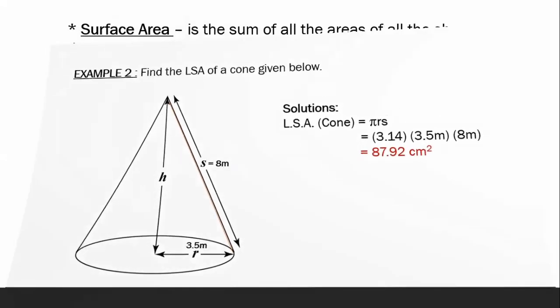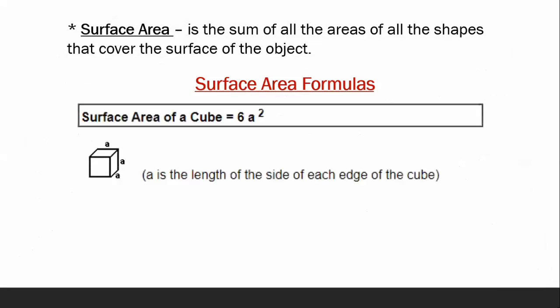Let's move to the surface area. When we say surface area, it is the sum of all the areas of all the shapes that cover the surface of an object. I will be presenting to you the surface area formulas. Let's start with the cube. The formula for lateral and surface area is the same for the cube. So we have 6a squared.